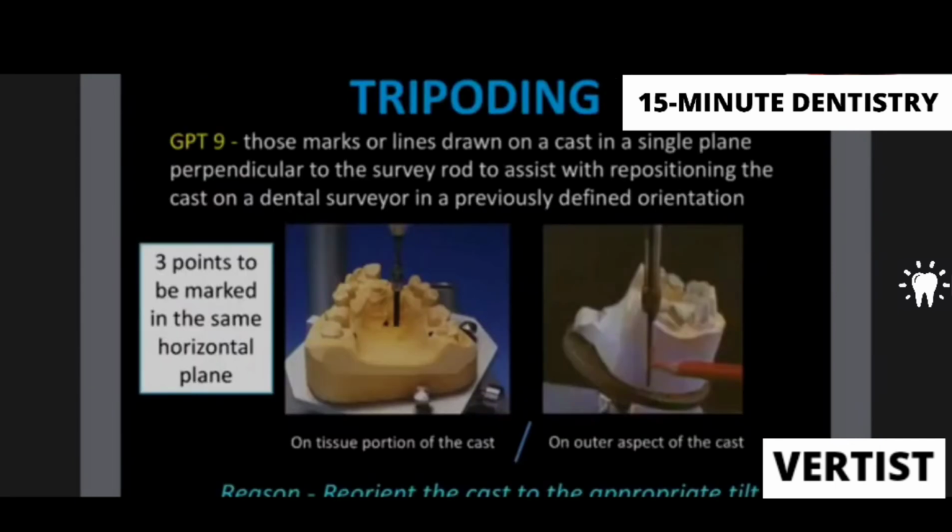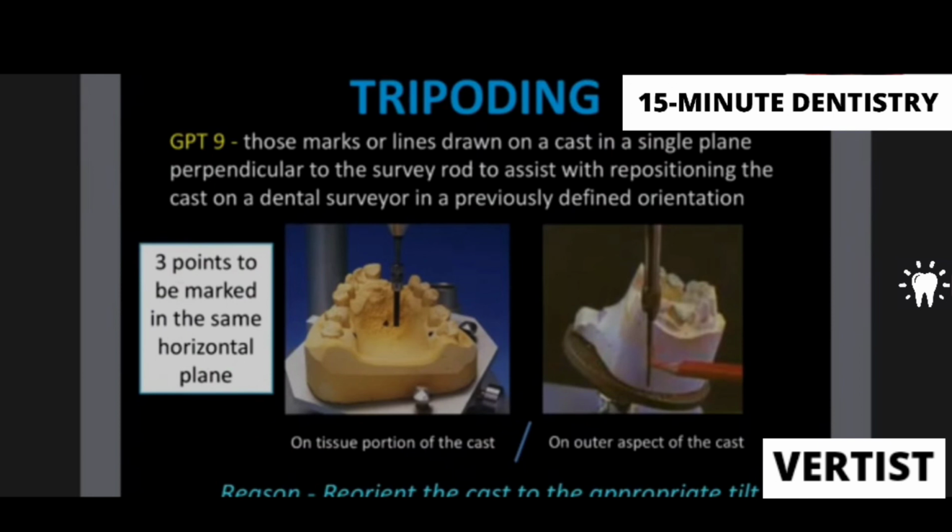Next, tripoding. I know understanding tripoding at the undergraduate level is a little difficult, but I said that when you put your cast on your table, it has to be a 0-degree tilt. That means there is no tilt anteroposterior or lateral or any form of lateral tilts. So when you do give a tilt in order to alter your path of placement, then you want to reorient your cast back to the same tilt. That's where tripoding comes in. Tripoding helps you to reorient your cast to the appropriate tilt that you have selected, which can never be more than 10 degrees.